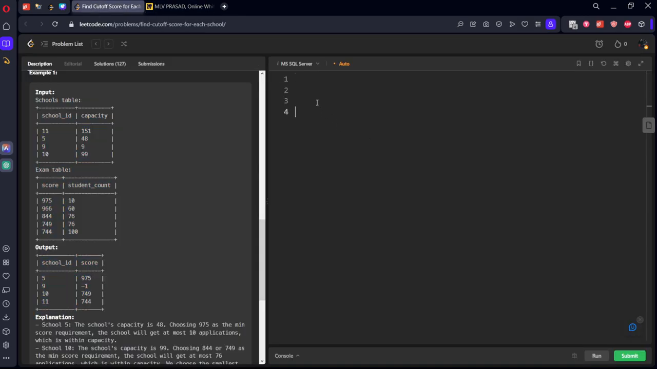Let's see the thing first of all. Let's do the left join. Select from schools left join exam B on schools ID equal to B dot, sorry, it should be capacity. Capacity should be less than or equal to, sorry, it should be greater than B dot student count. Let's see the table.